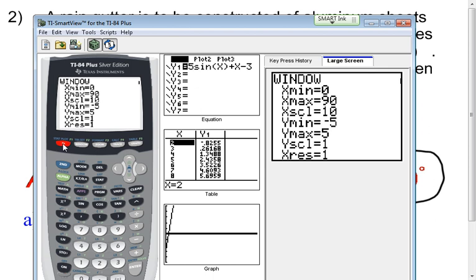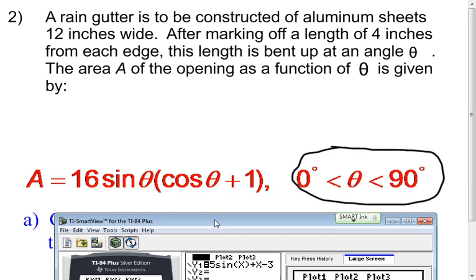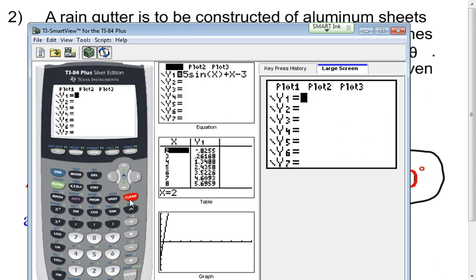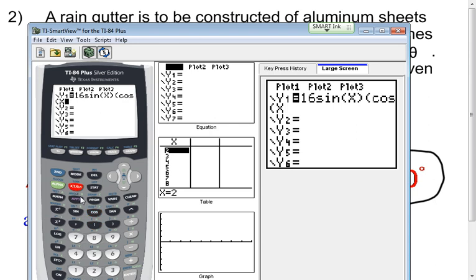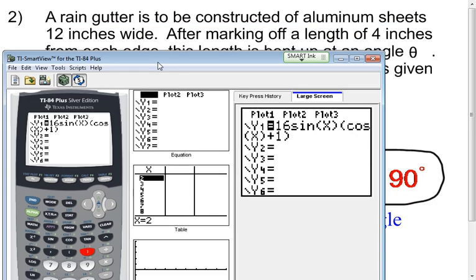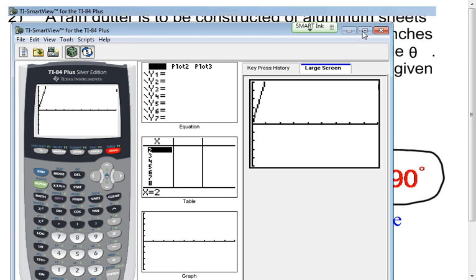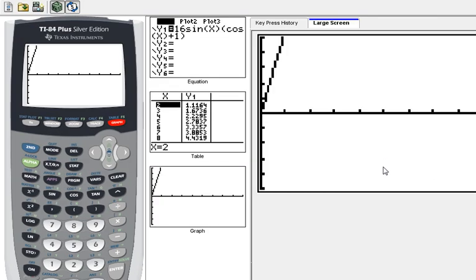And now I'm going to go up to my y equals. And I am going to put this equation in there, 16 sine theta. So I'm going to clear this out. 16 sine theta, and again you have to use x, and then close your parentheses, times cosine theta, close your parentheses, plus 1. And I believe that's how the equation goes. Okay, and then you're going to hit graph. And you get a hot mess here is what it looks like.